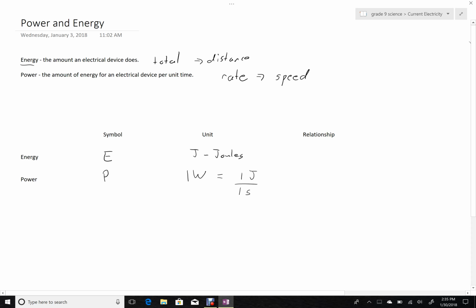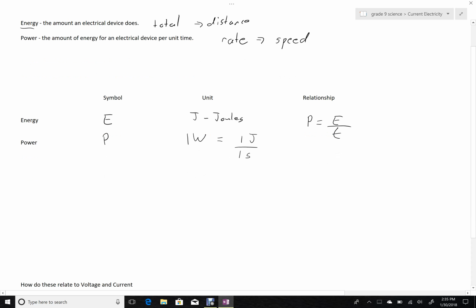And finally here, the relationship power is equal to the amount of energy, or the total amount a circuit does, per unit time, T, or in each individual second. Well, how do these relate to voltage and current? Well, if we recall, voltage was the amount of energy per unit charge that moves around the circuit. So voltage is energy per charge.